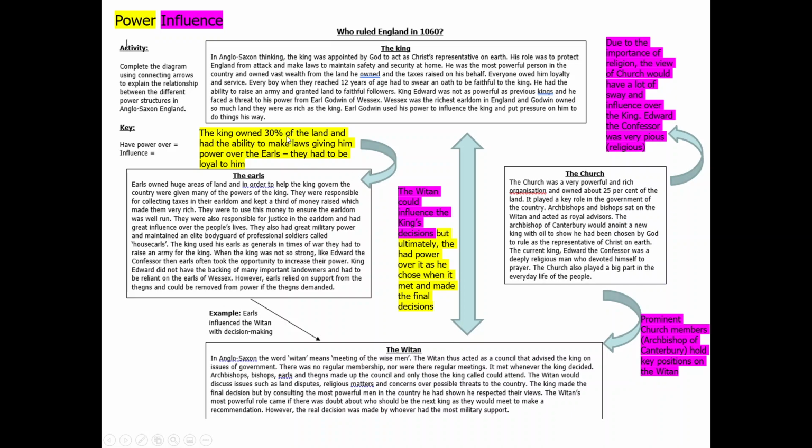And finally, the king actually owns, and this is a good stat for you that you'll learn later in the course, the king owns 30% of the land. He makes the laws. He ultimately does have power over the earls, and they have to be loyal to him. As we know from the other example, people like Earl Godwin did have influence over Edward as well. So I'll just leave that there so you can pause the video if you want to write down anything you didn't get, but you should see that ultimately the king has power, but there's a lot of influence over him as well.